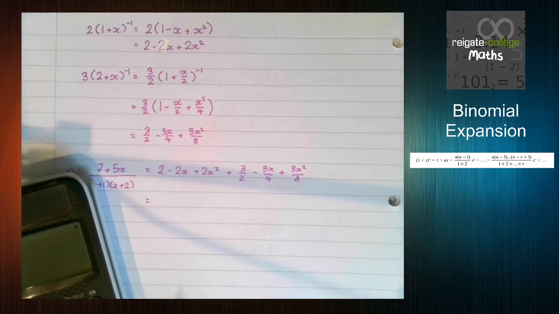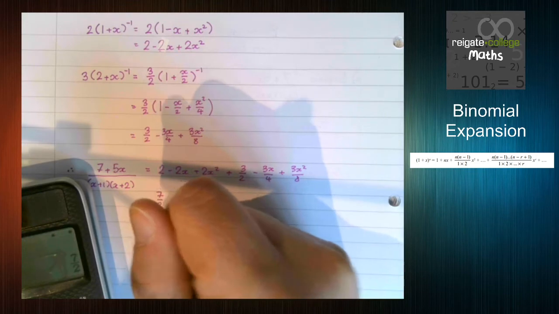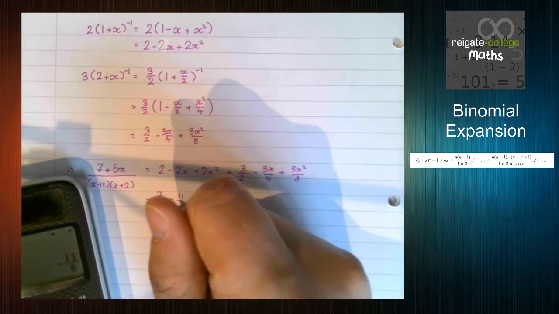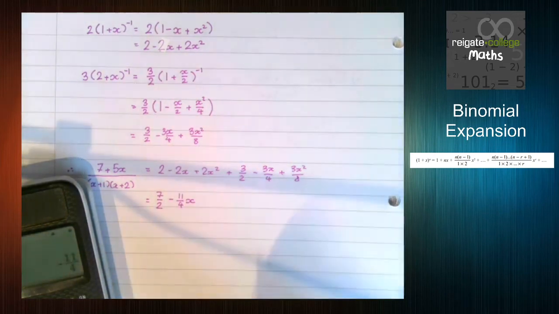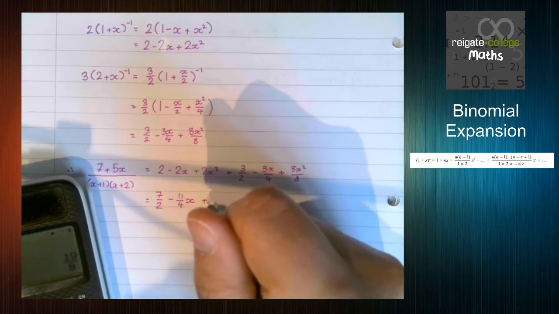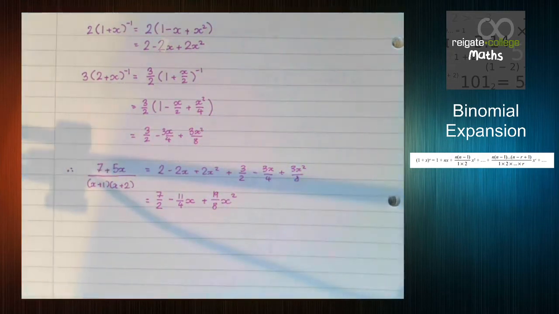Typically we leave them as fractions, top heavy fractions at that. So we've got minus 2 minus 3 over 4, so minus 11 over 4x. Don't forget that's the same as 11x over 4. And then we've got 2 plus 3 over 8, plus 19 over 8x squared. And then we're done. That is our expansion. Yes, the fractions aren't particularly nice, but for questions like this, they're not going to be.